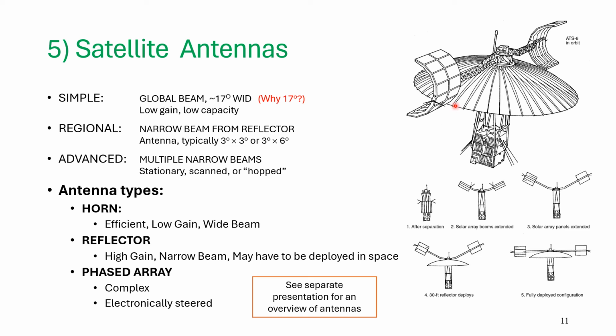Now, the diagram on the side shows you how the antenna gets deployed, because this is how the satellite at the beginning gets separated from the rocket, and then we have solar array booms extended, then solar array panels extended, and of course then we have the 30 feet reflector deployment of the antenna, and the fully deployed configuration. This is just one example. We have the antenna here.